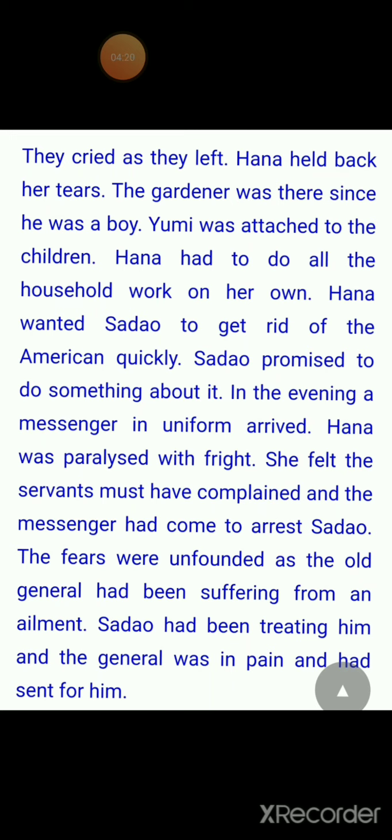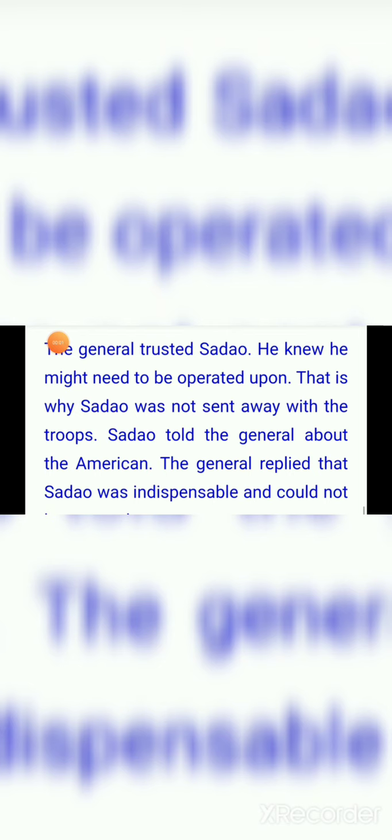Sadao had been treating him and the general was in pain and had sent for him. In fact, the general had sent a message for his own illness. So when their perception went wrong, the general trusted Sadao. He knew he might need to be operated upon because of some medical issue. That's why Sadao was not sent away with the troops.